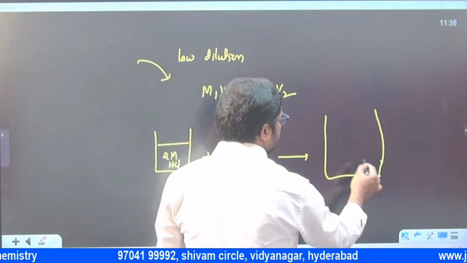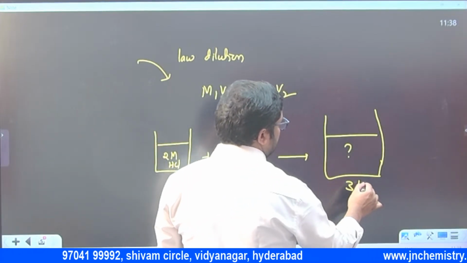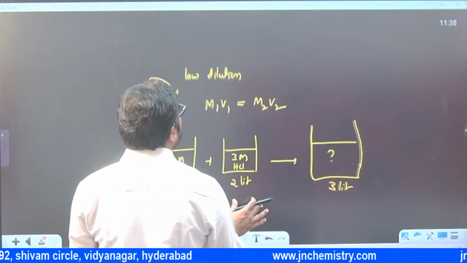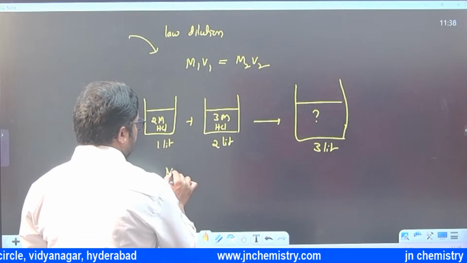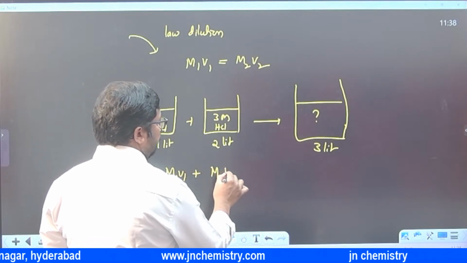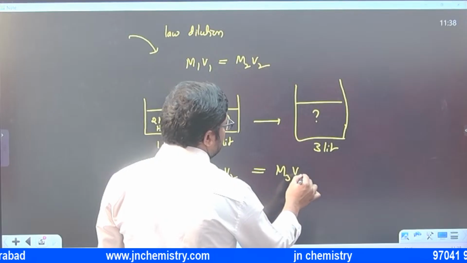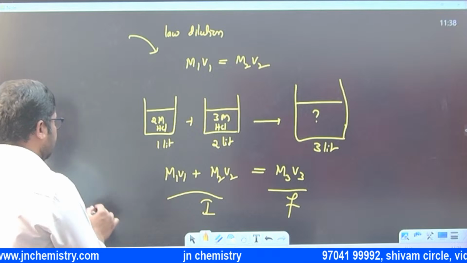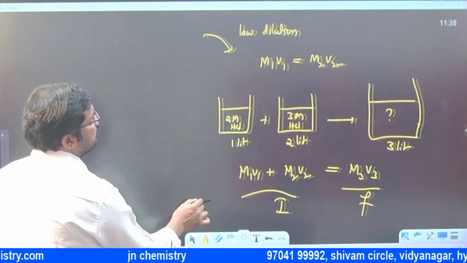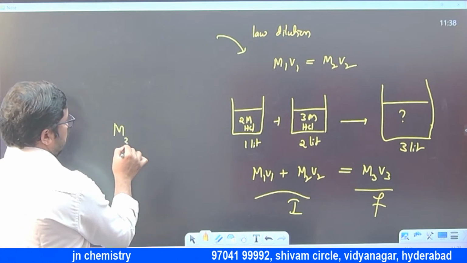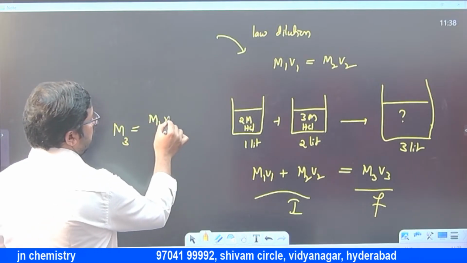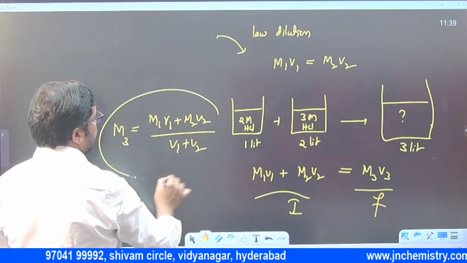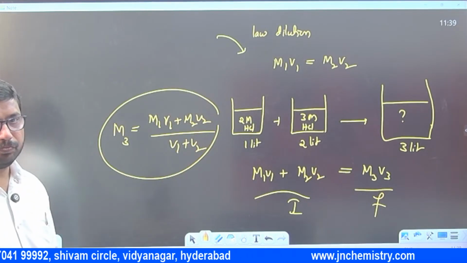But what about the concentration? Can we directly do 2 plus 3? No. What is the formula? M1 V1 plus M2 V2 is equal to M3 V3. These are the initial, this is the final. Write it down: M3 is nothing but M1 V1 plus M2 V2 by V1 plus V2, nothing but V3.